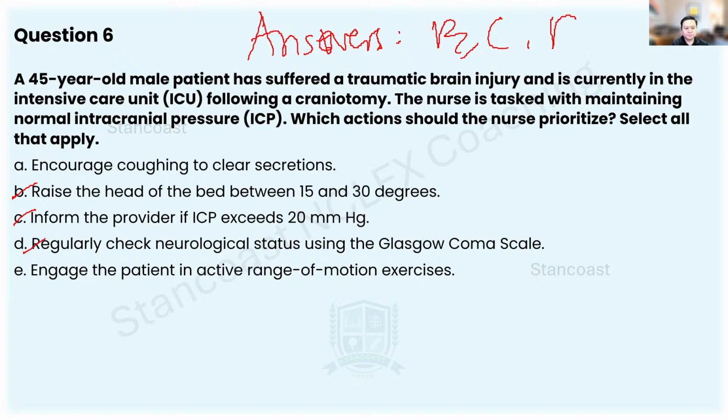B, C, and D. Why? Why not letter A? Encourage coughing and clear secretions. Remember, guys, if you are going to encourage them to do the coughing, this will increase their ICP because of the increasing intrathoracic pressure. This will elevate the intrathoracic pressure.